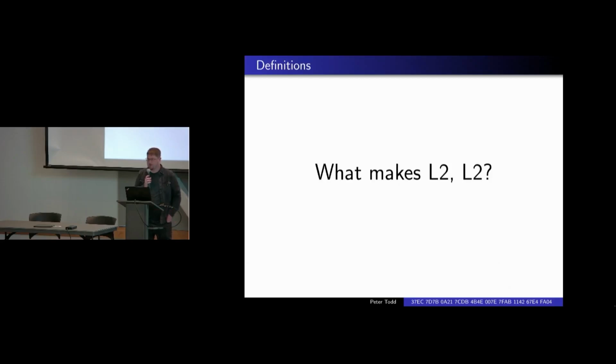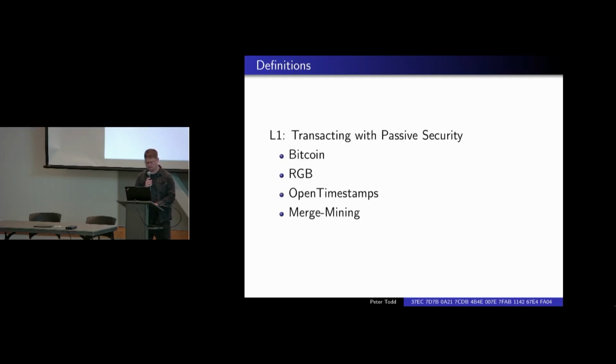And with that, we really have to start with definitions, which is, what is an L2? I mean, what makes an L2 an L2? If we're going to talk about L2s, obviously we're going to talk about L1s, because the number is one less. And I would really call an L1 transacting with passive security, which is the security you get from proof of work. And Bitcoin itself, there's your first L1. Something like RGB, I would also call an L1.